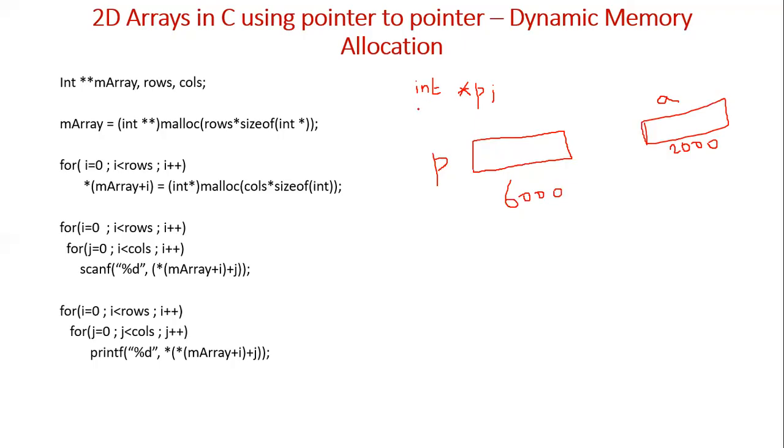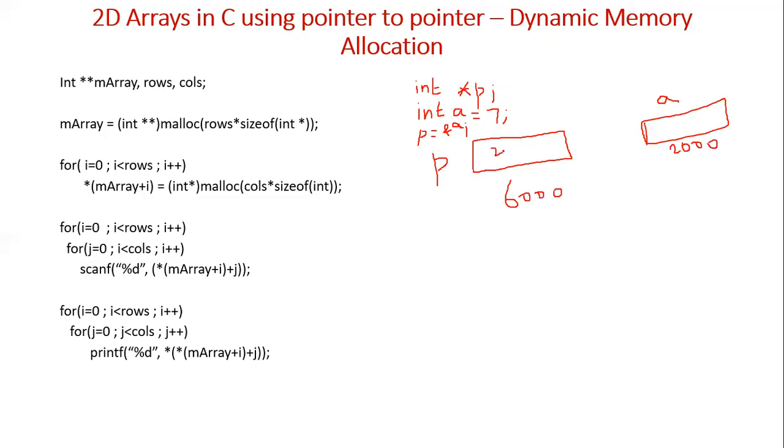So if there is another statement here, int a = 7, then if you say p = &a, it means that p can hold the address of a.